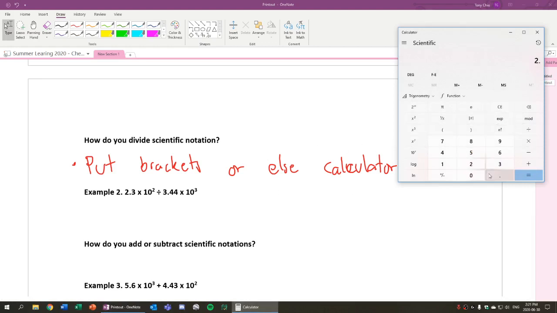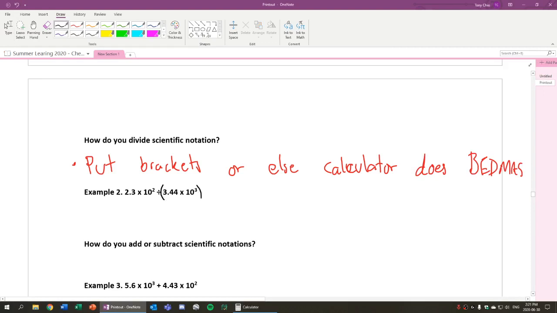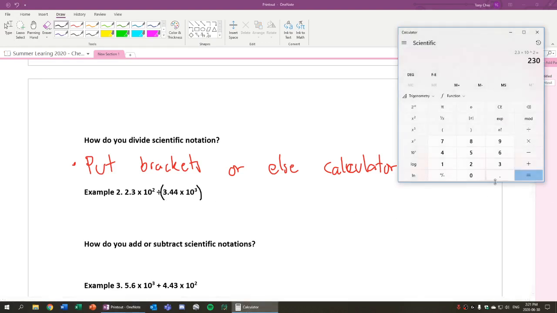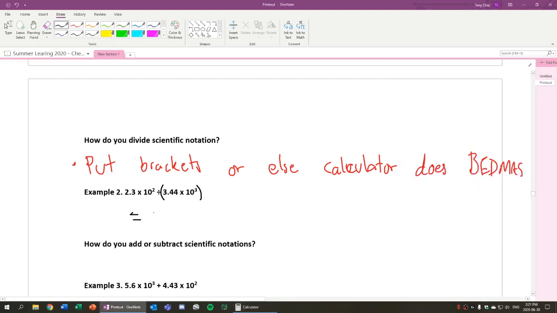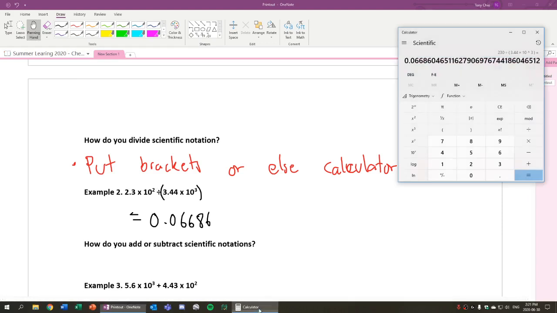So what you have here again is 2.3 times 10 to the power of 2. Now, for the first one, I usually don't put brackets because it's not needed. For the second one, I need to put brackets. So in this case, I want to make sure I have a bracket around the second one, the thing I'm dividing. So I divide it by bracket 3.44 times 10 to the power of 3, close bracket. Then I should expect to get 0.06686. Which makes sense because this is a smaller number than this one, so I should expect a number that is smaller than 1.